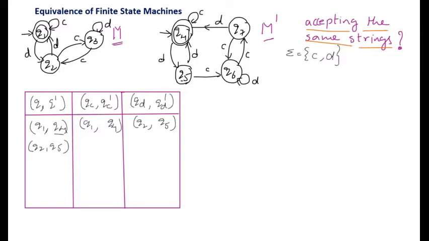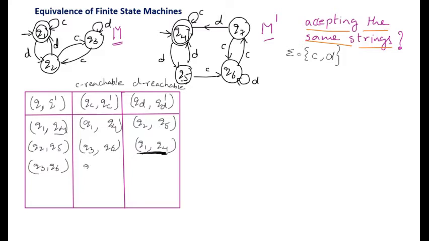If you observe here, the second column is C reachable and the third column is D reachable. Q2 on C moves to Q3 and Q5 on C moves to Q6, so we write the pair Q3, Q6. Q2 on D moves to the state Q1 and Q5 on D moves to the state Q4, so we write the pair Q1, Q4. A new pair is introduced, that is Q3 and Q6. Q1, Q4 is already there in the first column, so there is no need to write it.